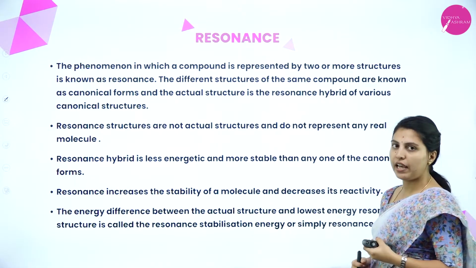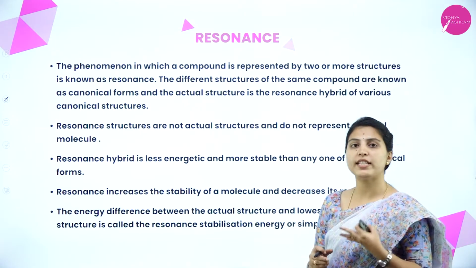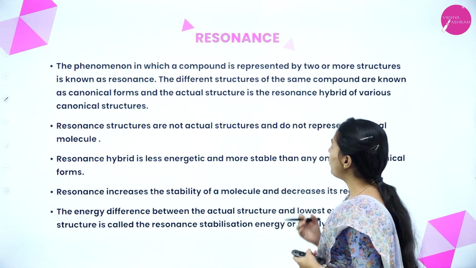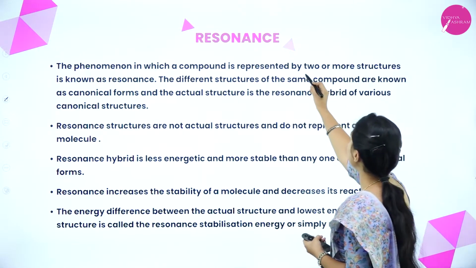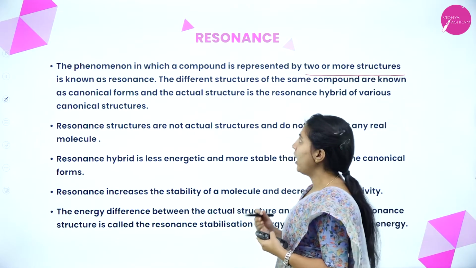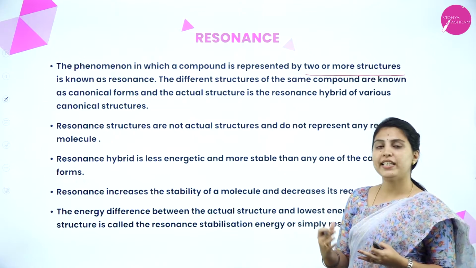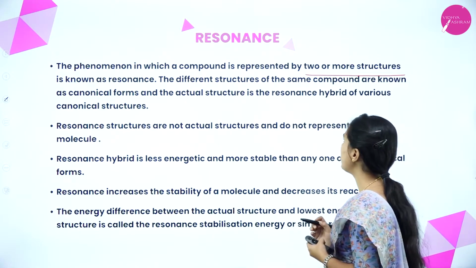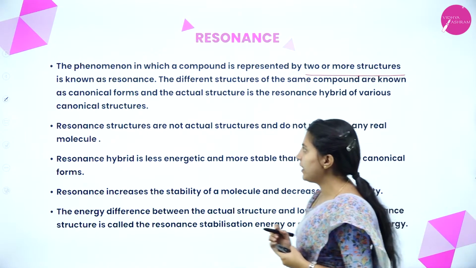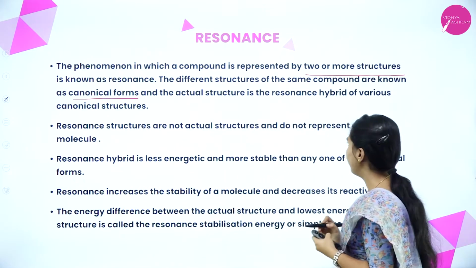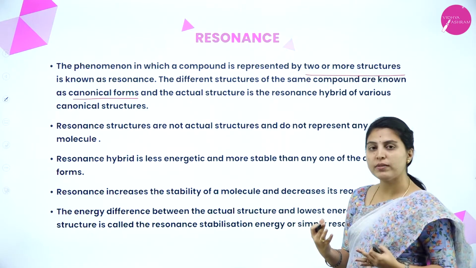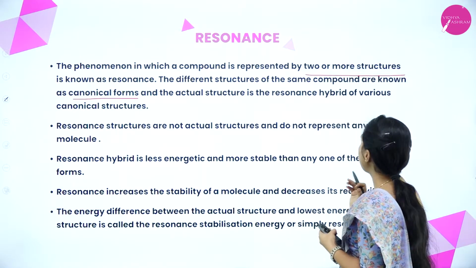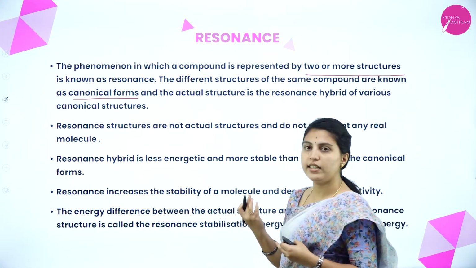Next is the resonance effect. Before the resonance effect, you have to understand what resonance is and why we use it. The phenomenon in which a compound is represented by two or more structures is known as resonance. A compound, whatever the compound, can be written in two or more ways. Those kinds of structures are called resonance structures. The different structures of the same compound are known as canonical forms. If we write benzene in three forms, those individual forms are called canonical forms, and the actual structure is the resonance hybrid of the various canonical structures.